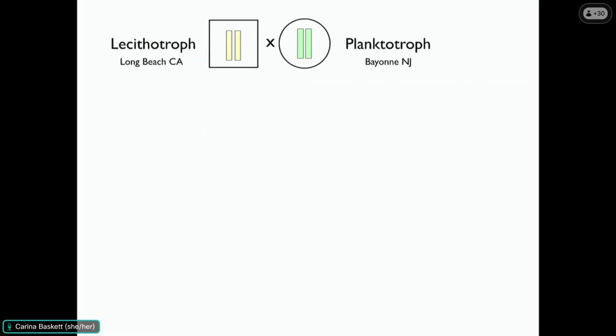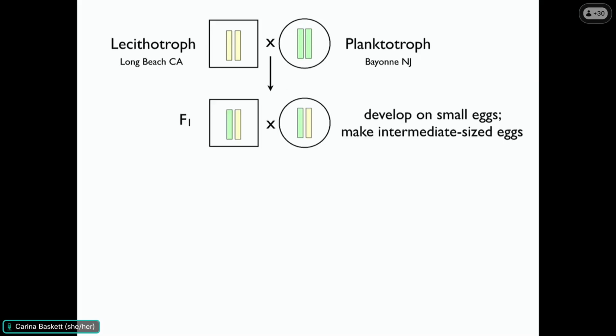And so we start by doing crosses, and our mapping crosses started with a lecithotrophic male from Long Beach, California. This is an introduced population. These animals are native to the eastern United States, and this is an introduction to the western coast of the United States. Cross that with a planktotroph from New Jersey, a female. And so these animals are going to produce small larvae because the egg size is a maternal trait. And so we get F1s. These develop on small eggs. When they grow up, they make intermediate-sized eggs.